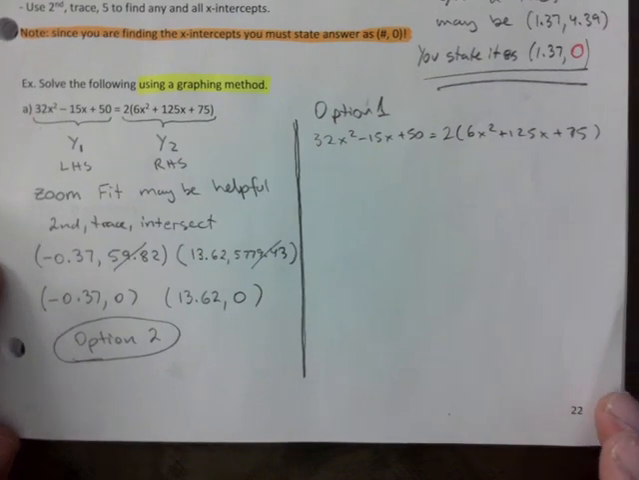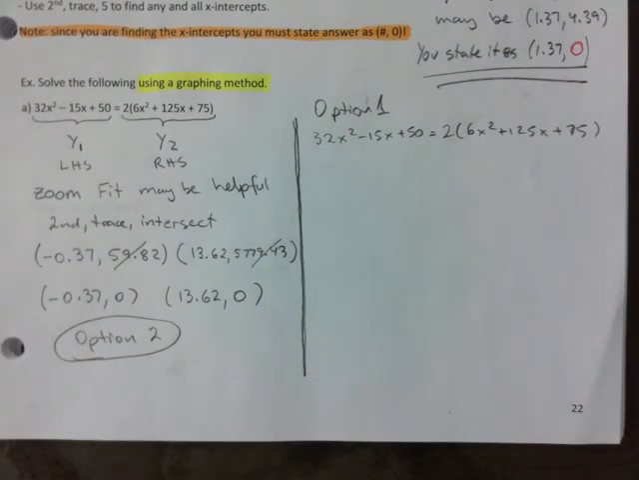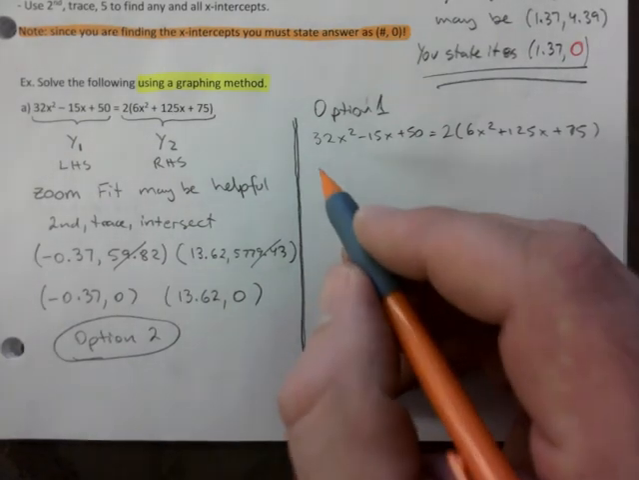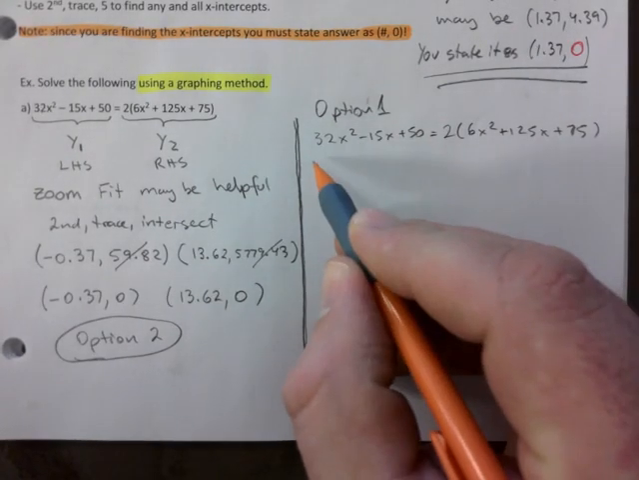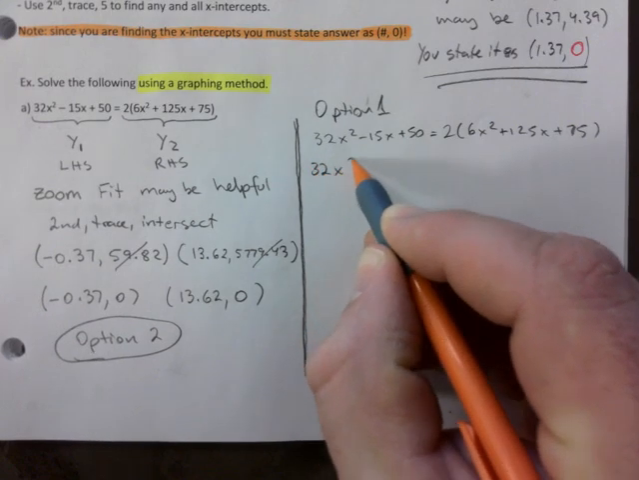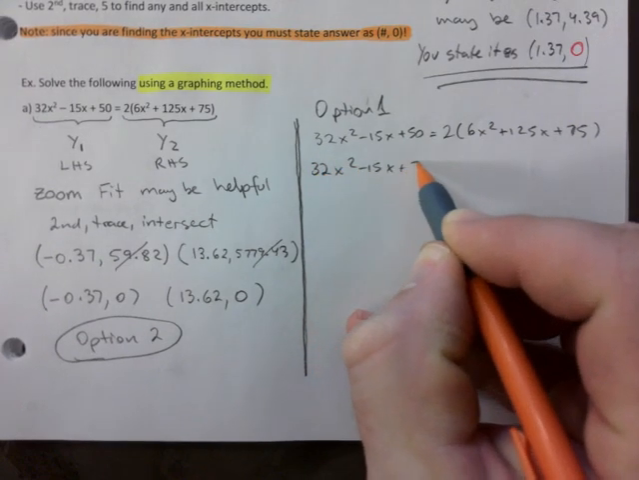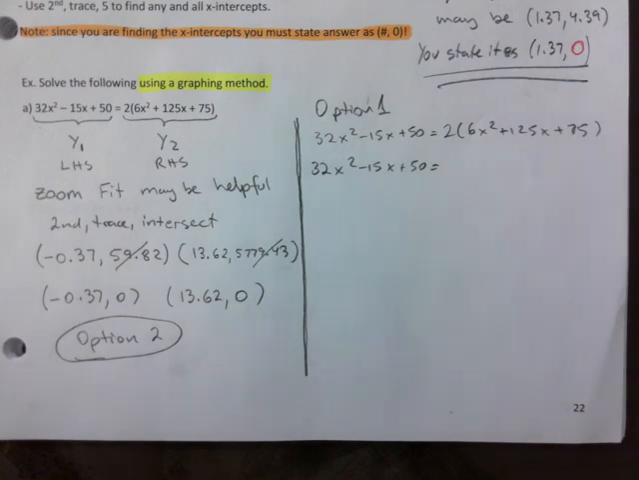And now I'm gonna do option number 1, which is rewriting the whole thing, combining like terms. Essentially the same thing as what you would do if you wanted to use the quadratic formula. Okay. Fun stuff, eh? All right. This I'm gonna leave. Okay. So I will go 32x squared minus 15x plus 50. You got to show me every line what's happening, right?